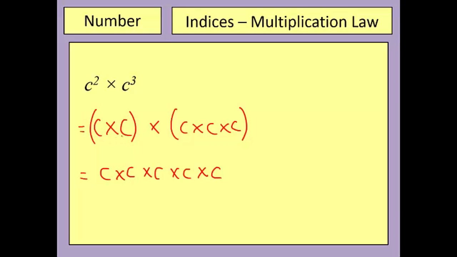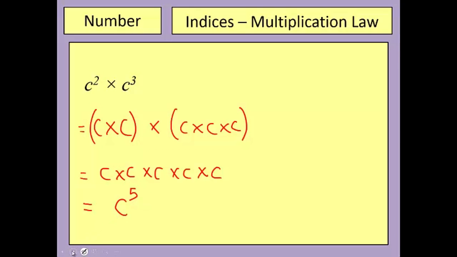So altogether we have 1, 2, 3, 4, 5 c's multiplied together. This is exactly the same as writing c to the power 5. So the rule here is that when you multiply terms like this and they have the same base number, you simply add the index number. So you add 2 and add 3 to get 5.